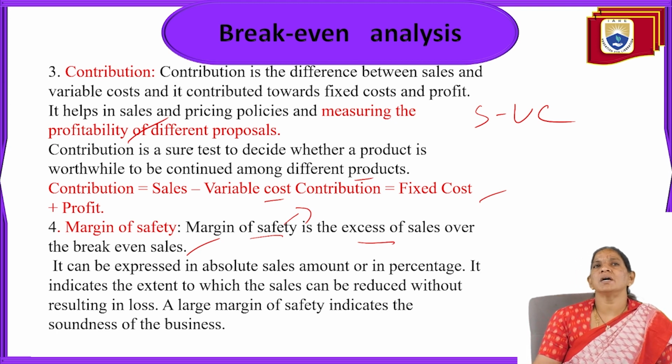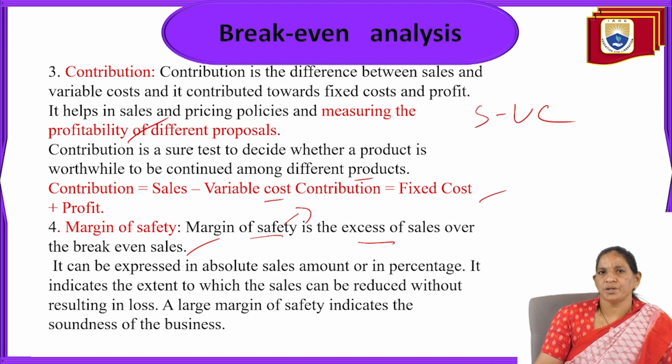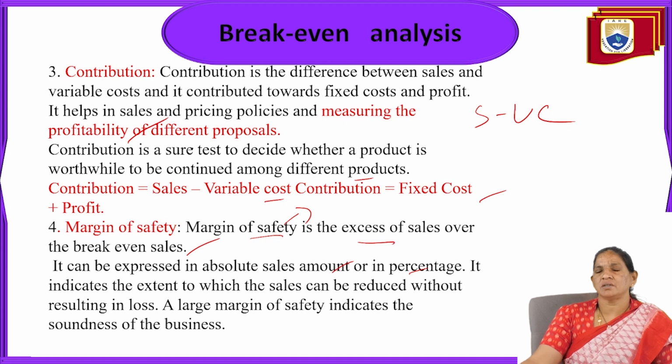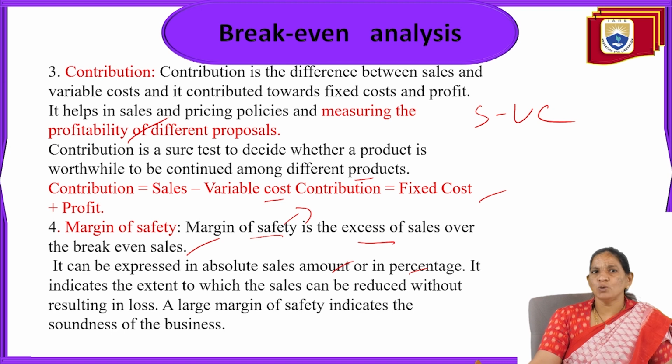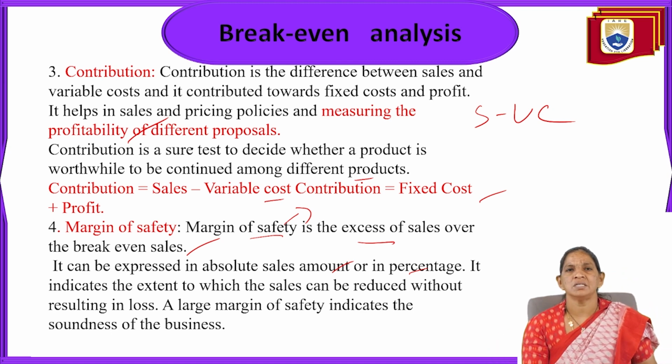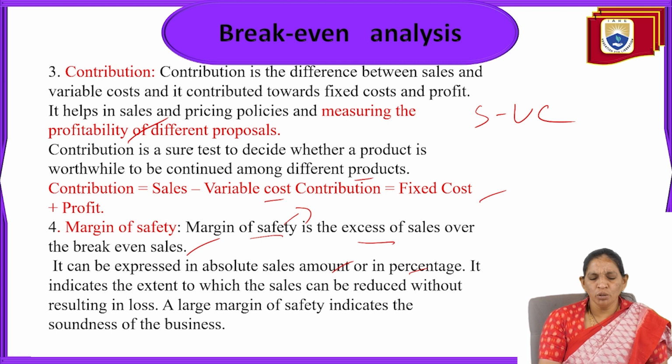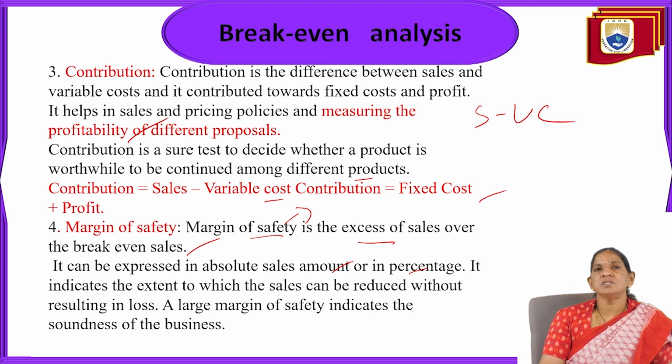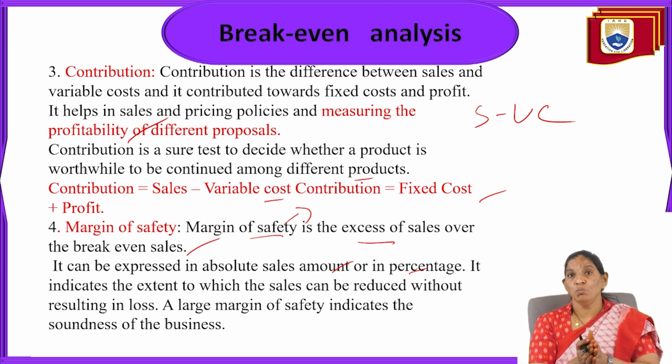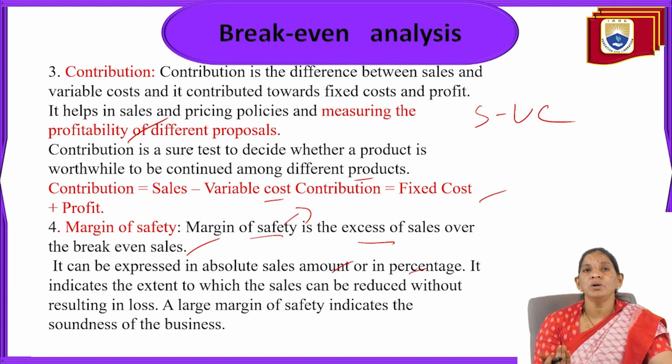So we can find this margin of safety, that is the excess over the break-even point. This we can get as a sales amount or in percentage form. By identifying this point, we are able to reduce the chance of resulting in a loss. So this margin of safety indicates that when an organization has more margin of safety, it is a sound business, means a very good business, and more profits are there.